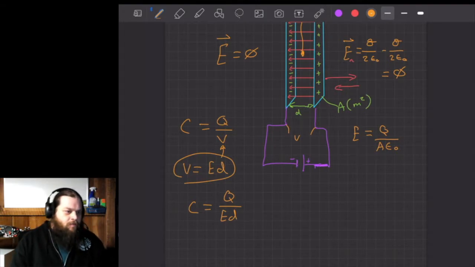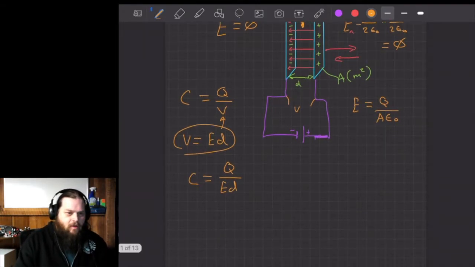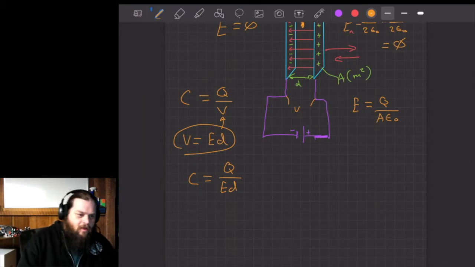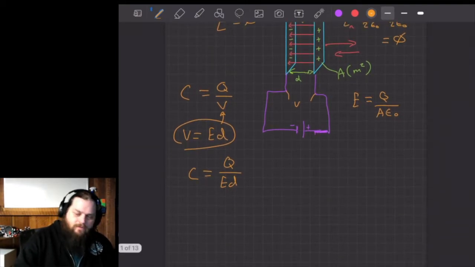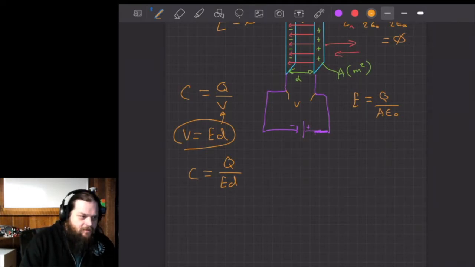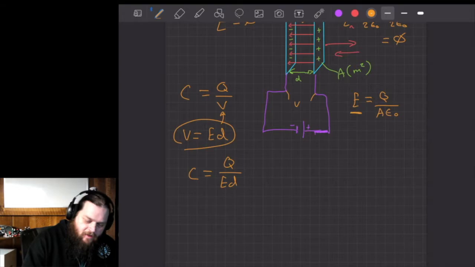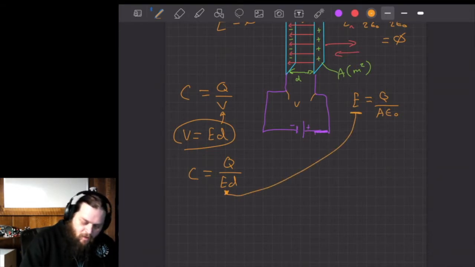And then rearranging that equation a little bit, we can solve for... plugging in the Q, plugging in E, plugging this value in here. We end up with the capacitance is equal to the charge.